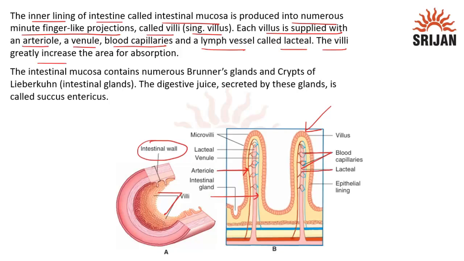The villi greatly increase the area for absorption. The intestinal mucosa contains numerous Brunner's glands and crypts of Lieberkuhn or digestive glands. The digestive juice secreted by these glands is called succus entericus.